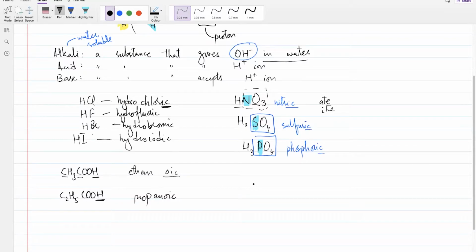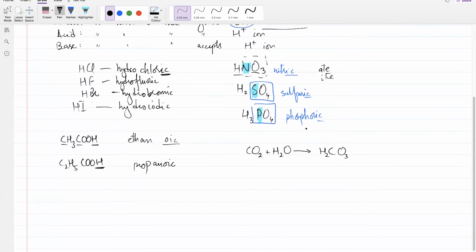Carbon dioxide is one of them. When carbon dioxide dissolves in water, we add it to water and just add everything up. How many hydrogens? 2. How many oxygens? 3. So what kind of thing is this? Notice some similarity with these things. Carbonic, very good. So this has actually created an acid just by dissolving in water.